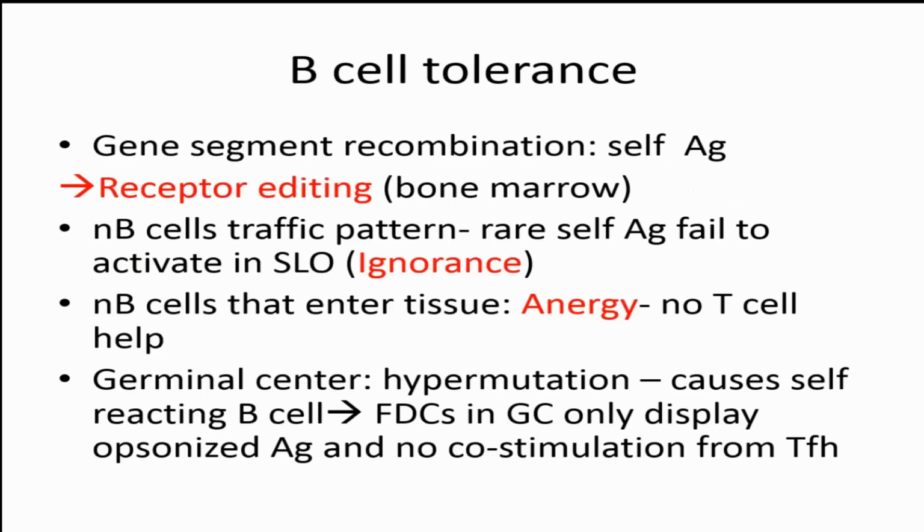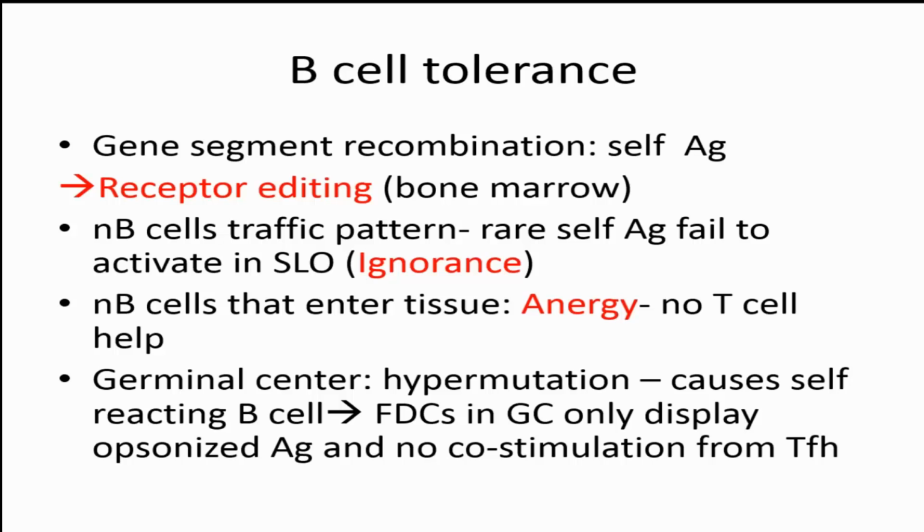All right, so that was T cells. Questions? So we talked about central tolerance for T cells, then tolerance in the secondary lymphoid organs, and then peripheral tolerance, right? Now we are going to talk about B cell tolerance, and it's pretty similar to T cells. We are going to talk about a couple of exceptions.